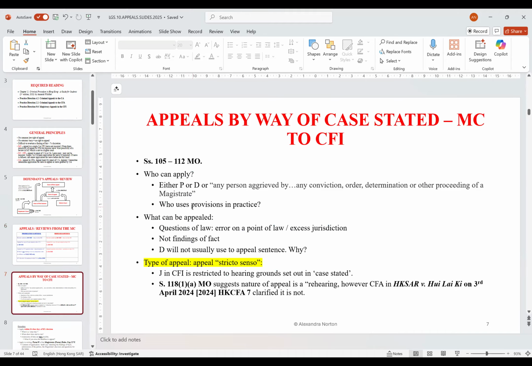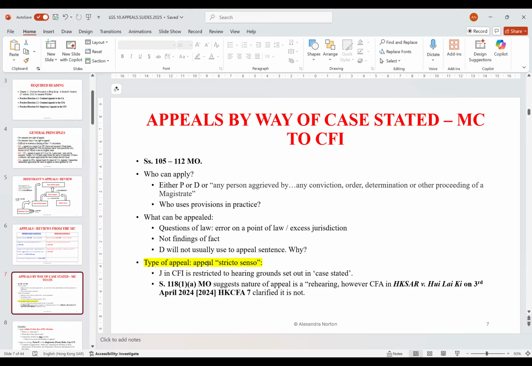There are more stages that you need to go through in order to be appealed. What can be appealed is more limited in scope. You can only appeal by way of case stated on a question of law or that the court has acted in excess of its jurisdiction, but you can't appeal findings of fact. And the defendant won't usually use these provisions to appeal his sentence because it's much easier for him to do so under section 113. So the 105 appeal is more cumbersome, with more hoops to jump through, more costly, and takes more time. So in practice, it is usually relied on by the prosecution rather than the defense.